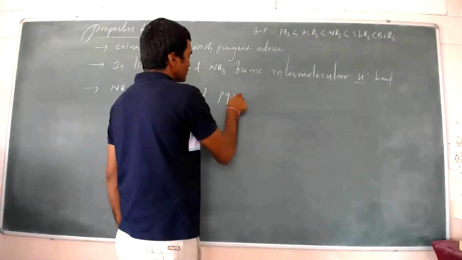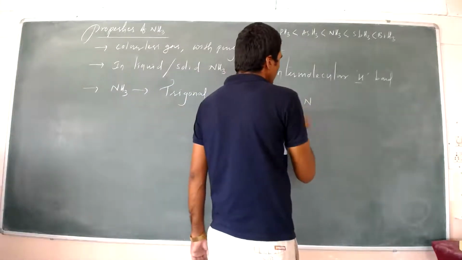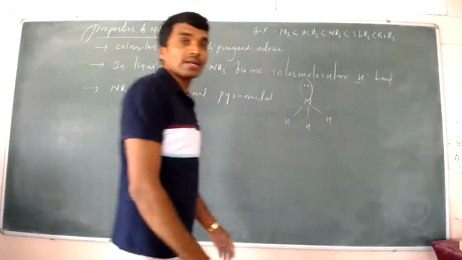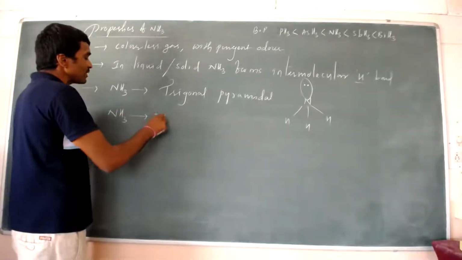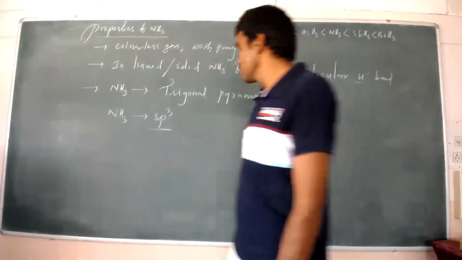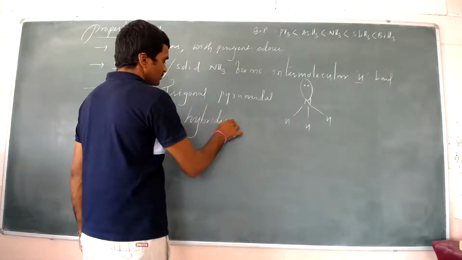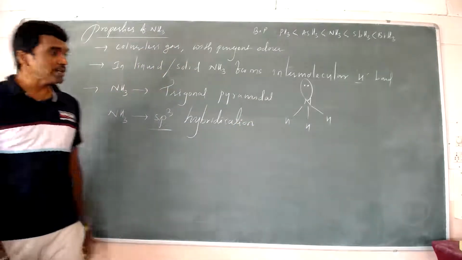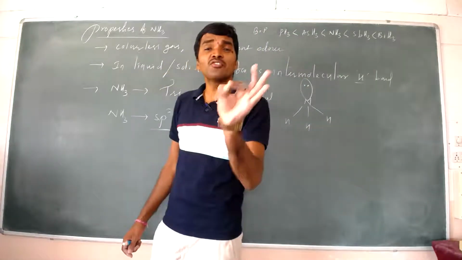Okay, so the shape of ammonia is like this. It's a pyramidal shape having one lone pair of electrons. And ammonia has sp3 hybridization. Which hybridization? Ammonia forms sp3 hybridization. And the important point is that ammonia is readily soluble in water, forming a weakly basic nature.